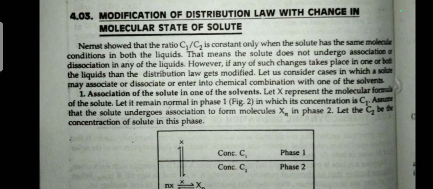Let us consider cases in which a solute may associate or dissociate or enter into chemical combination with one of the solvents. Association of solute in one of the solvents. Let X represent the molecular formula of solute and let it remain normal in phase 1, in which its concentration is C1. Assume that the solute undergoes association to form molecules Xn in phase 2. Let C2 be the concentration of the solute in phase 2.